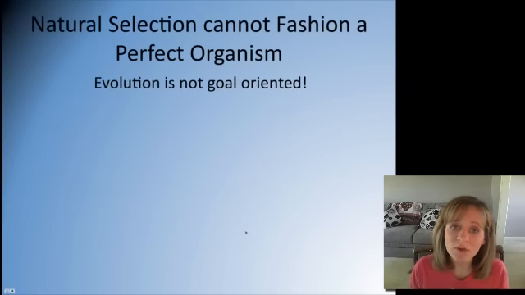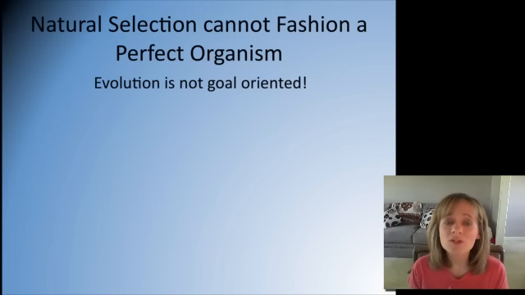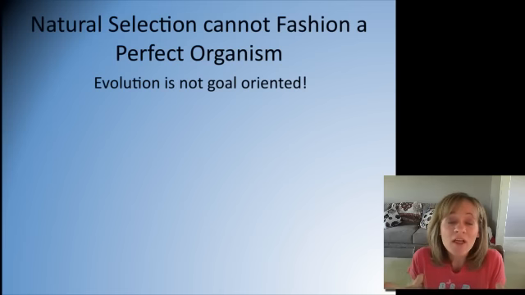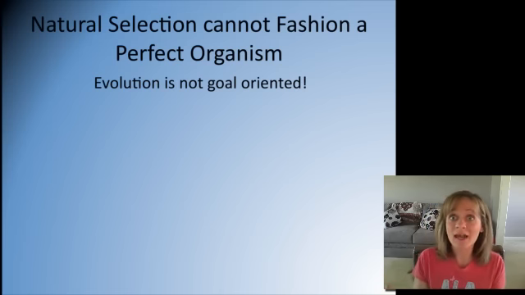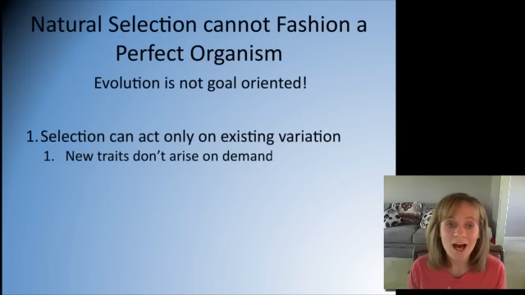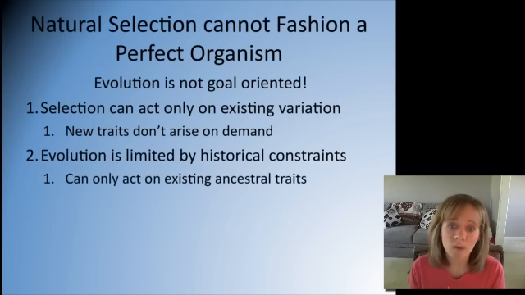This is sort of a summary slide here, and this is such an important idea to understand. Natural selection cannot fashion a perfect organism. In other words, evolution is not goal-oriented. That population does not know that it wants to have wings to fly, and then the next day it gets wings and it flies away. That's not how it works. So there's some reasons for this. First, natural selection can only act on existing variation. New traits don't arise on demand. The environment does not create new traits. Variation must already be there through mutation or through sexual reproduction.